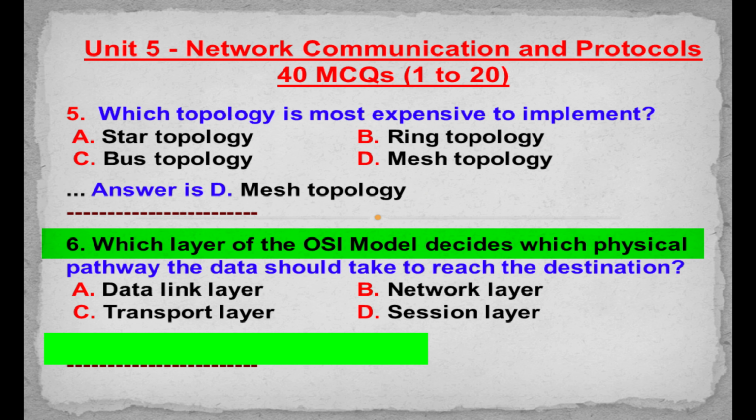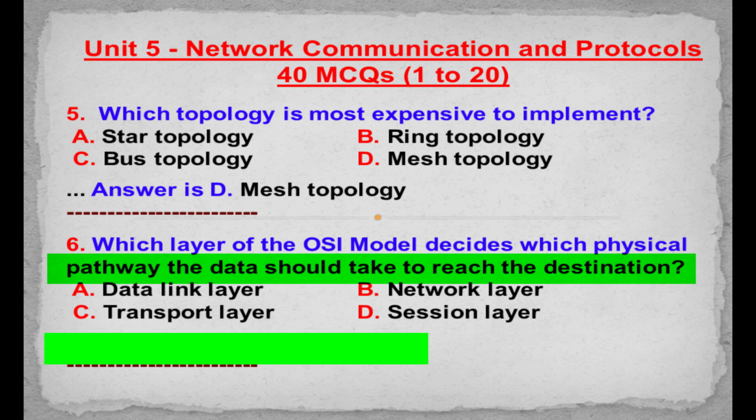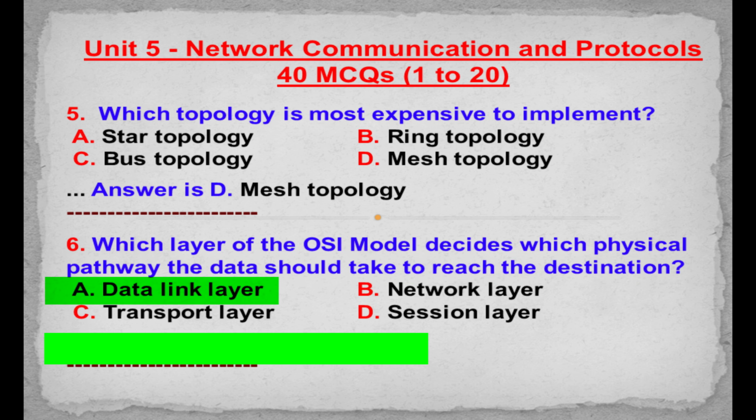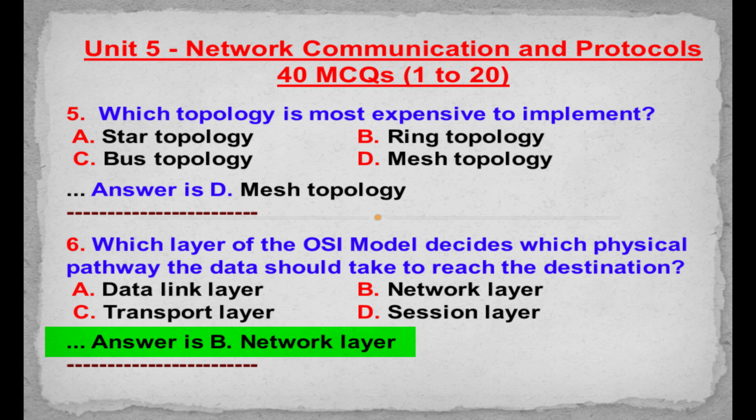MCQs number 6. Which layer of the OSI model decides which physical pathway the data should take to reach the destination? Option A, data link layer. Option B, network layer. Option C, transport layer. Option D, session layer. Correct answer is option B, network layer.